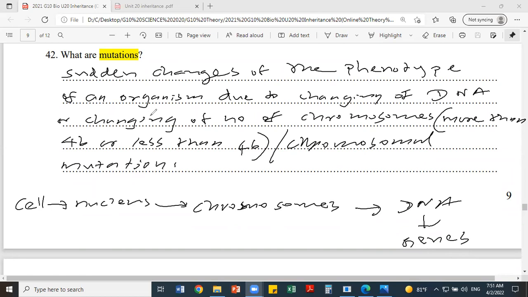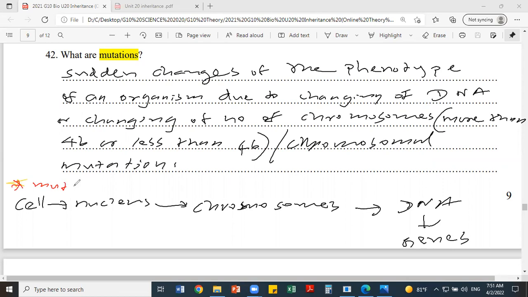Right, okay, shall I erase the screen? So, mutation that occurs in a single gene is known as gene mutation. That also you can put down, right? Mutation that occurs in a single gene is known as gene mutation.